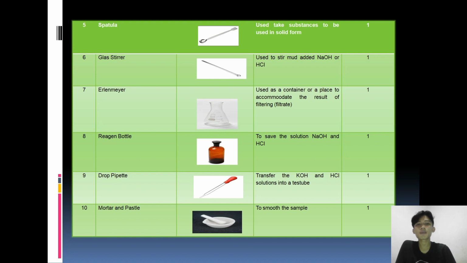Number 7, Erlenmeyer. Its function is as a container to accommodate the result of filtering, the filtrate. Category 1. Number 8, reagent bottle. Its function is to store the NaOH and HCl solutions. Category 1. Number 9, drop pipette. Its function is to transfer the KOH and HCl solution into a test tube. Category 1. Number 10, mortar and pestle. Its function is to grind the sample fine.